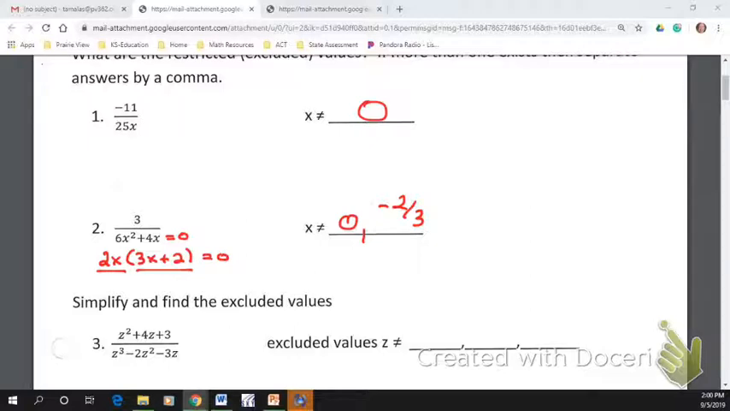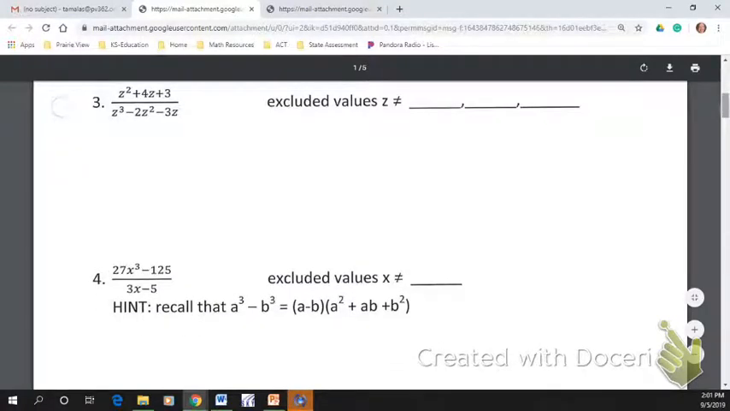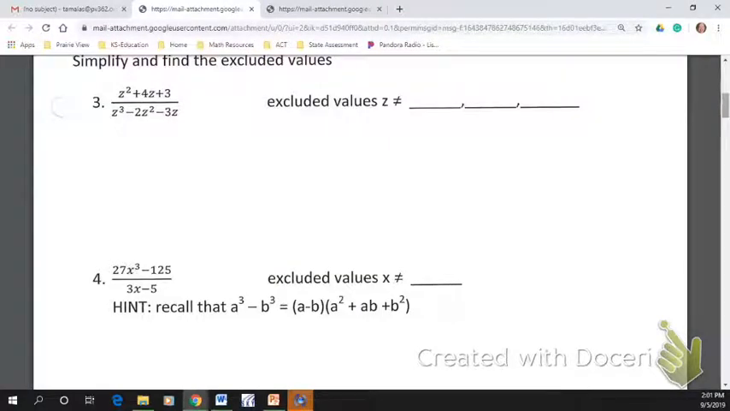Does that make sense? All right, so number 3 wants you to list the excluded values, but they also want you to simplify it. So to do that, we're going to need to do a lot of factoring. I'm going to do the top first, though it doesn't really matter which one we do first. We're going to do both.